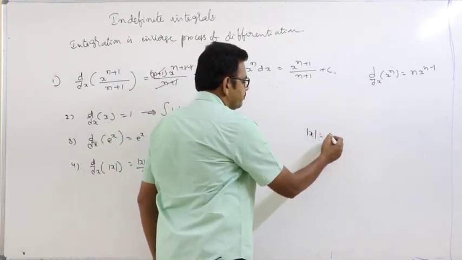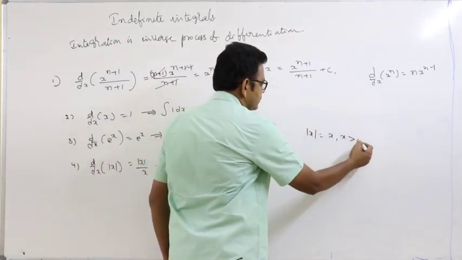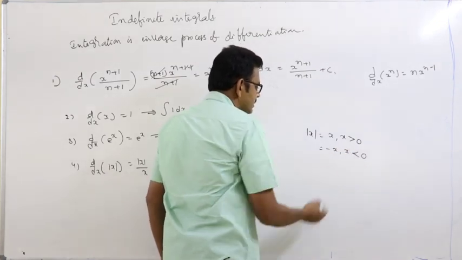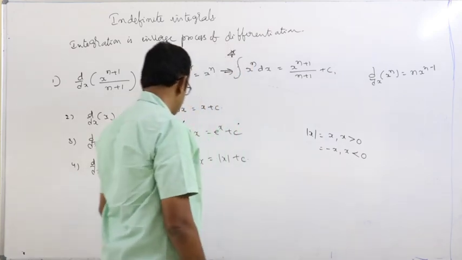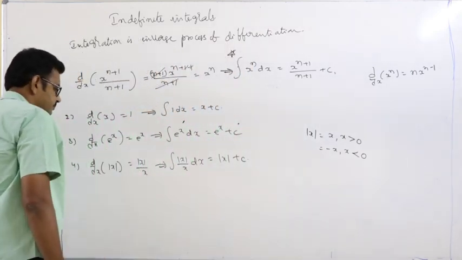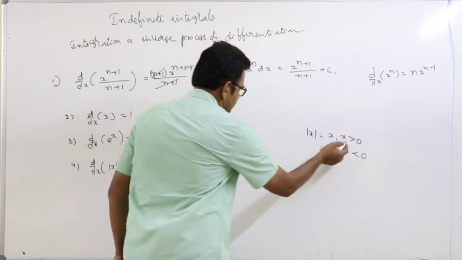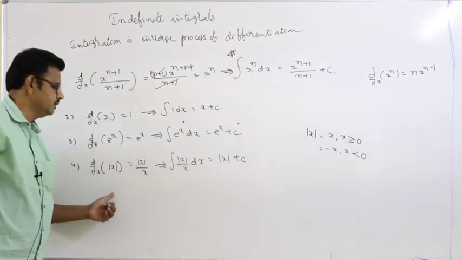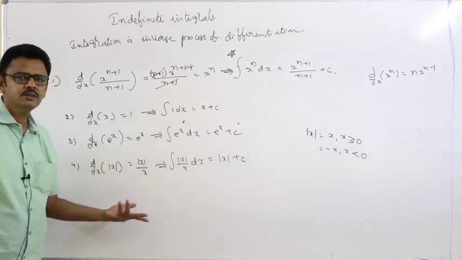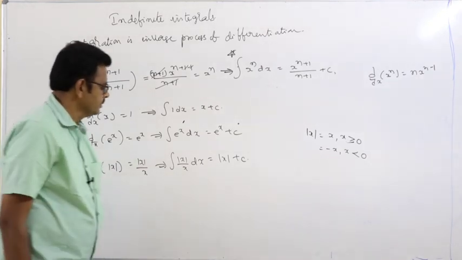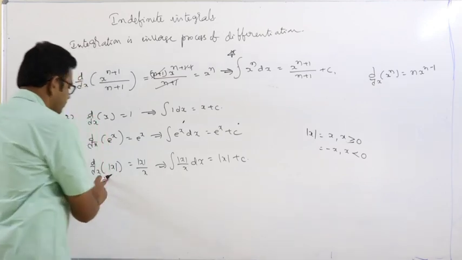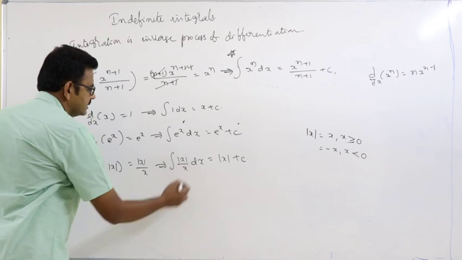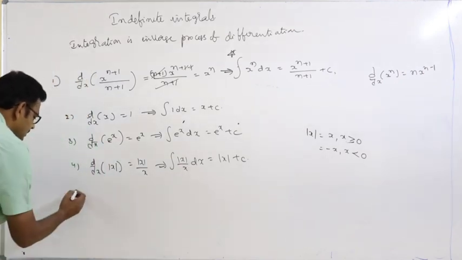Mod x is equal to plus x if x is greater than 0. Mod x is equal to minus x if x is less than 0. Mod x is equal to 0 when x is equal to 0. Of course, in this case, x is not equal to 0. If x equal to 0, the derivative of 0 is simply 0. So, the derivative of mod x is equal to mod x by x. Integral of mod x by x is equal to mod x plus c.